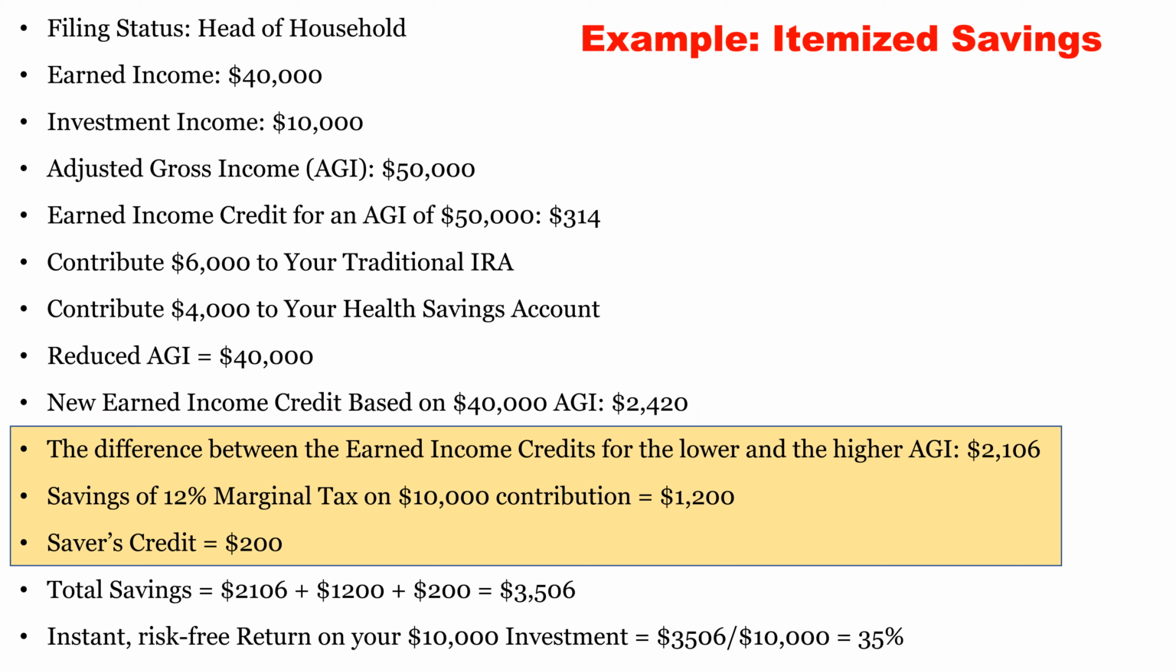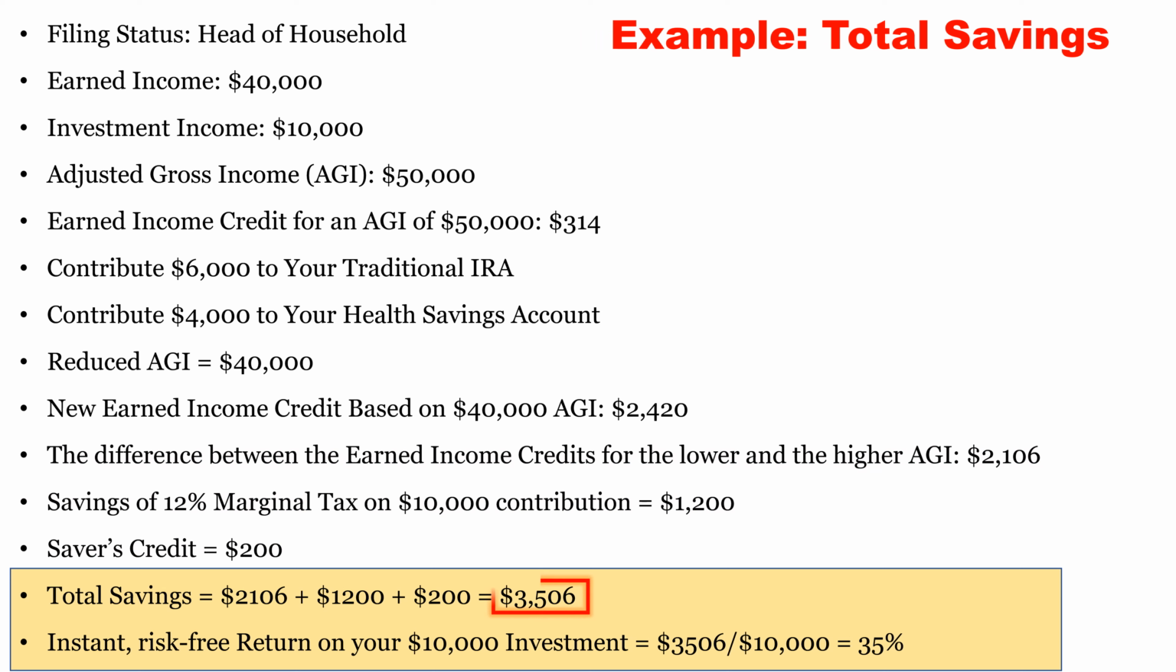That is an increase of $2,106 just for the earned income credit, but you also save $1,200 in marginal tax, and you even earn a $200 savers credit. This yields a total savings of $3,506, which is an instant risk-free return of 35% on your $10,000 investment.